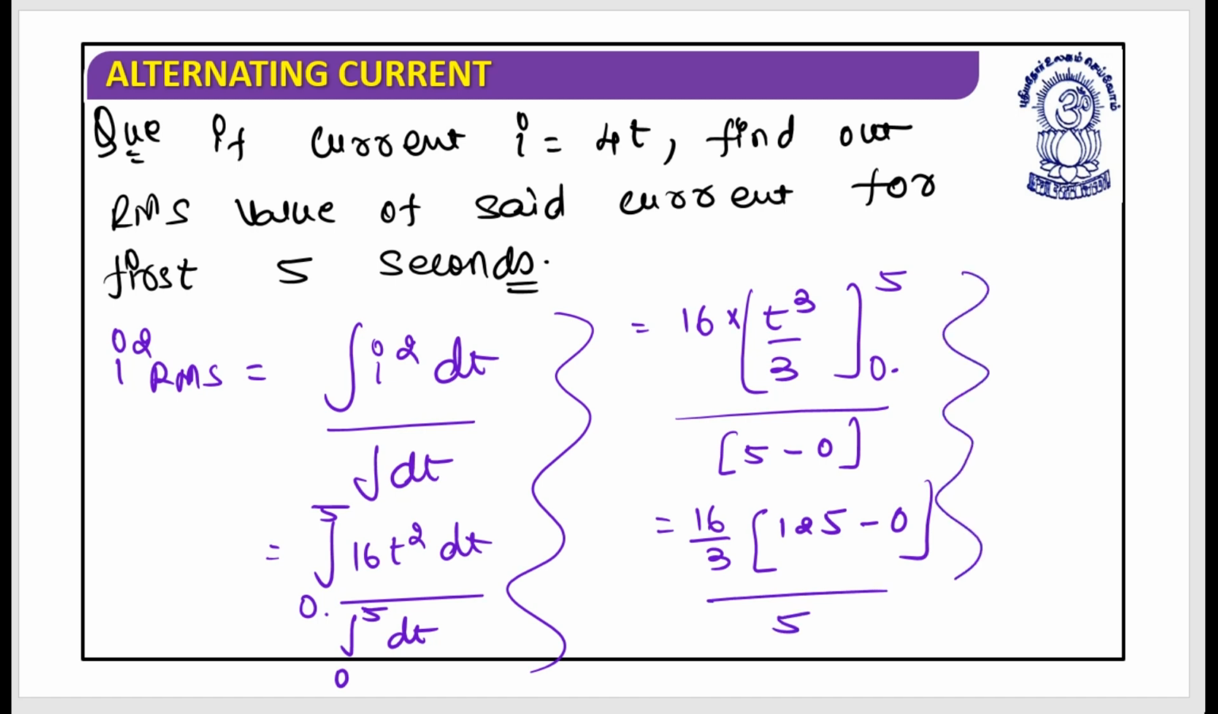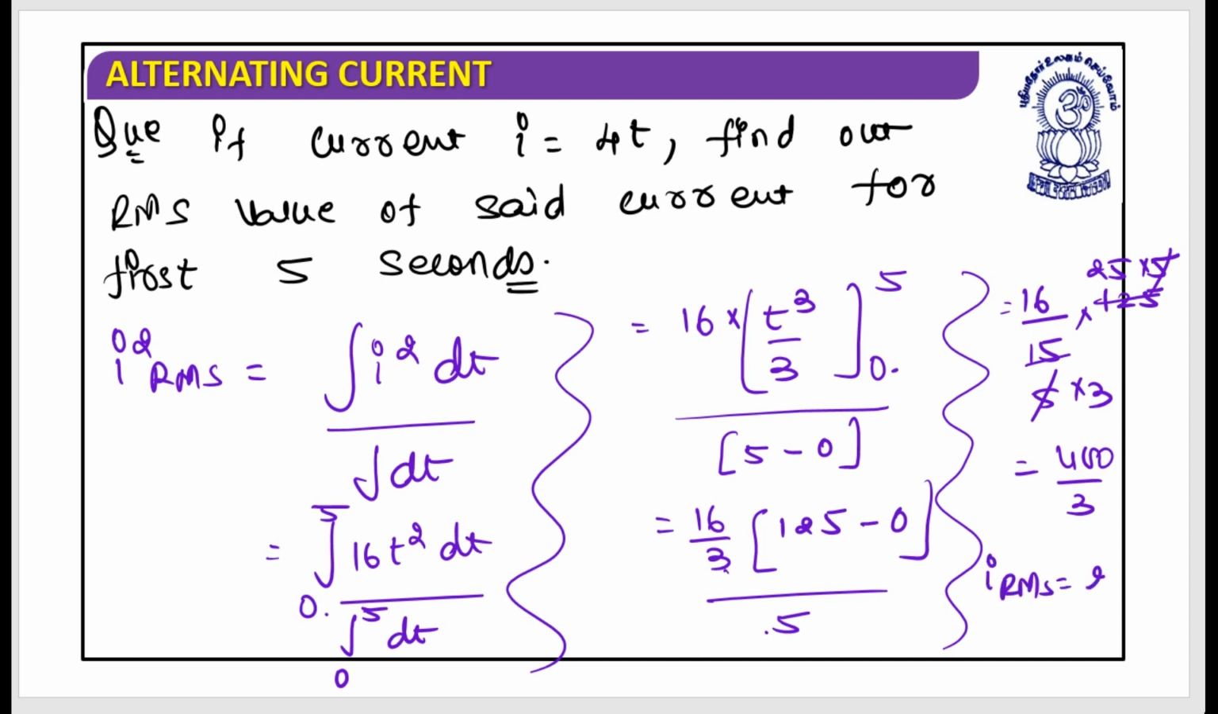So this will be 16 by 3, 5 times 25 is 125, so the 5s cancel, giving 16 by 3 into 25, which is 400 by 3. But this is I square RMS. So IRMS will be equal to the square root of 400 by 3, which is 20 by root 3. I hope this is clear.